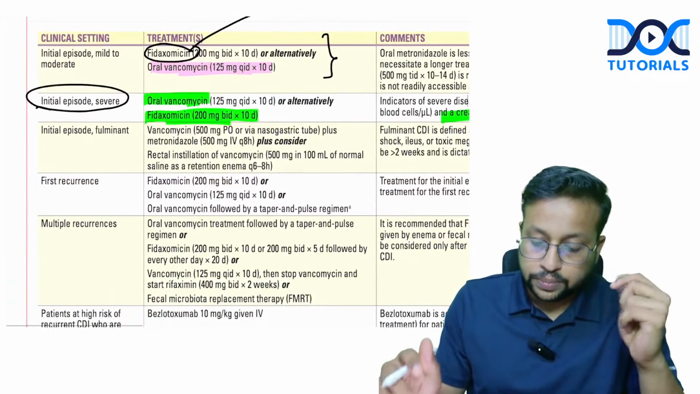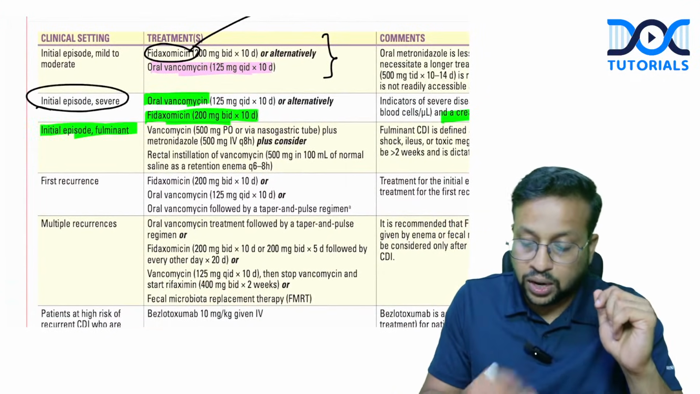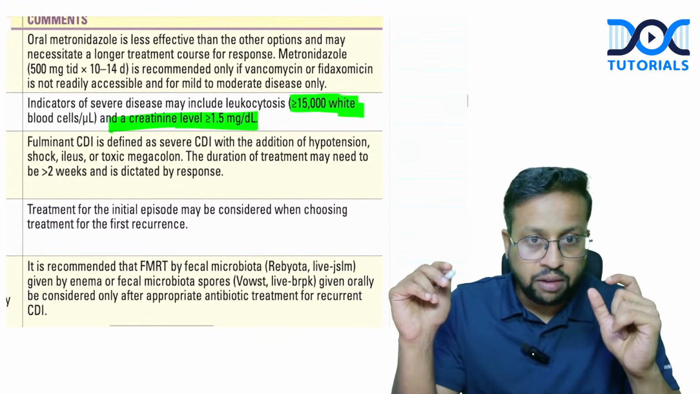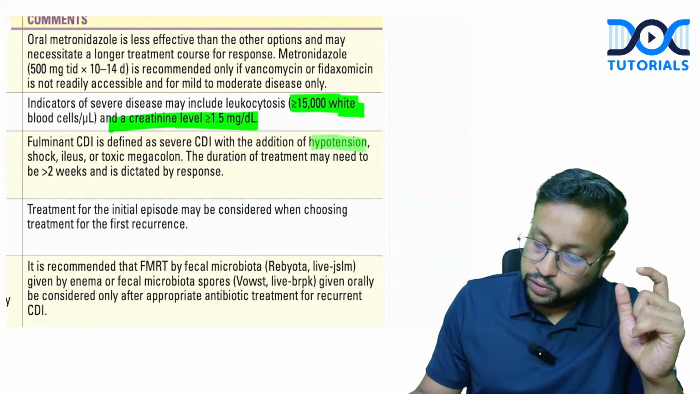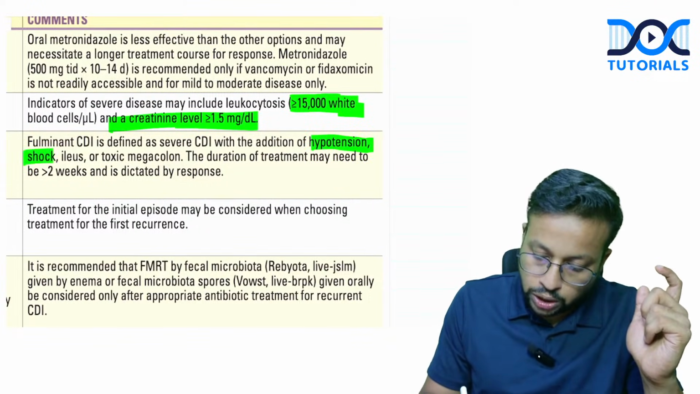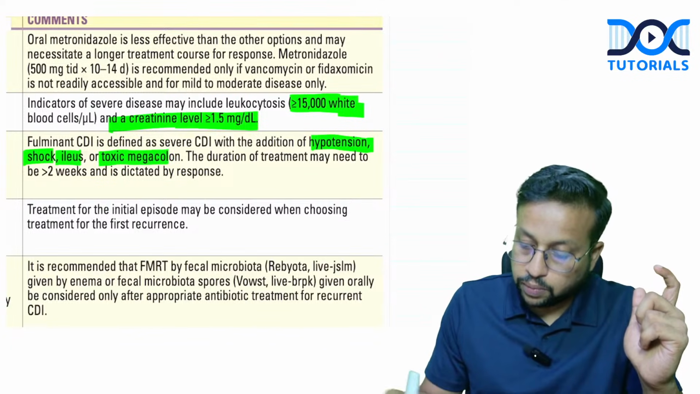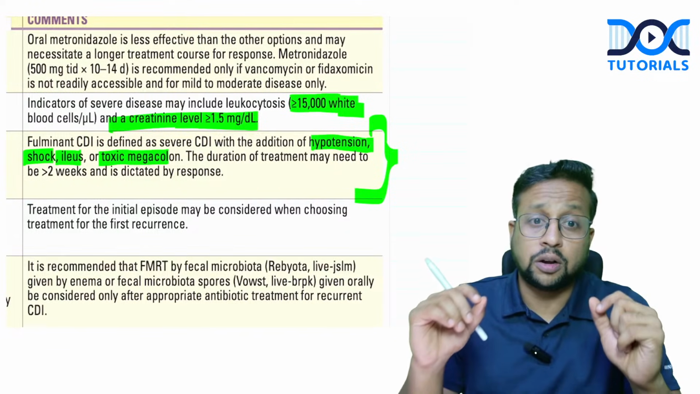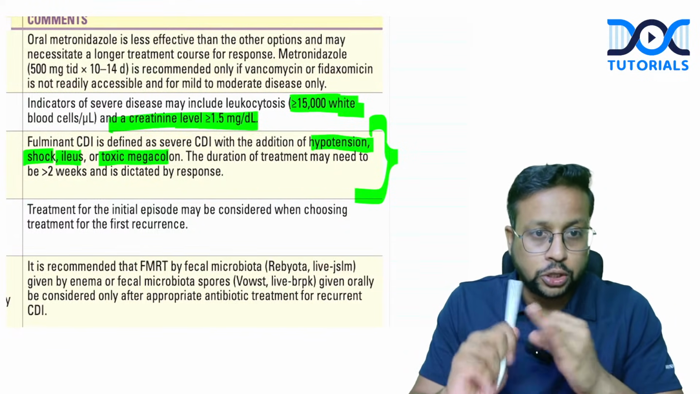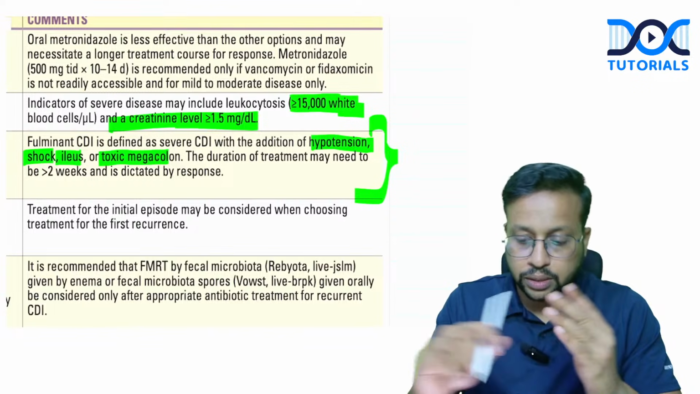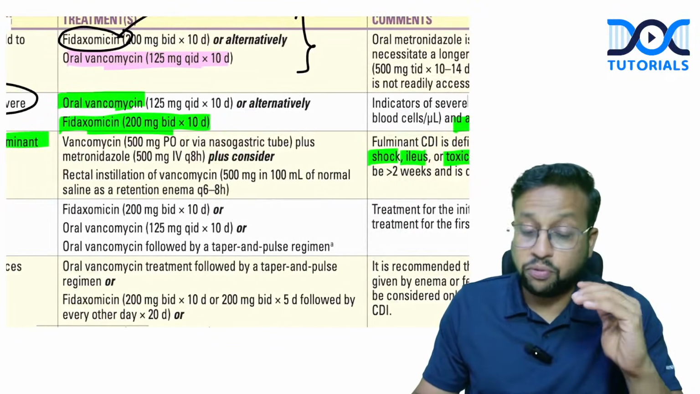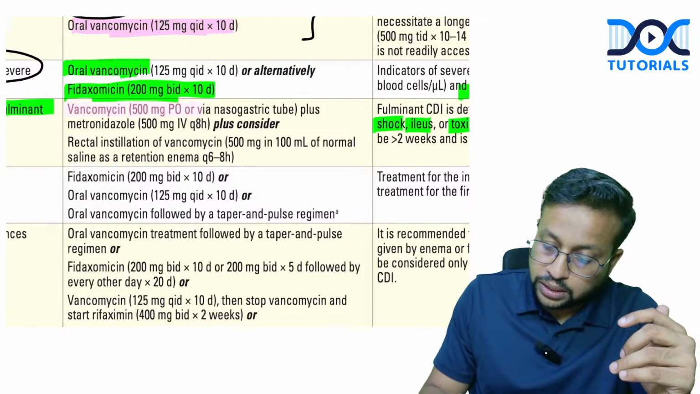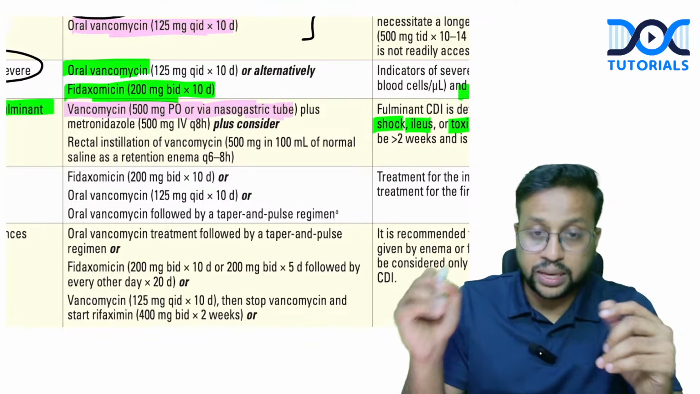Now the third one is an initial episode which is fulminant. So what is a fulminant C. diff? If you have a severe C. diff in association with hypotension, shock, ileus, or toxic megacolon, you call it a fulminant Clostridium difficile. Hypotension, shock, ileus, or toxic megacolon, it's a fulminant C. diff. And for fulminant C. diff, you have to give high dose vancomycin, 500 milligrams per nasogastric tube.